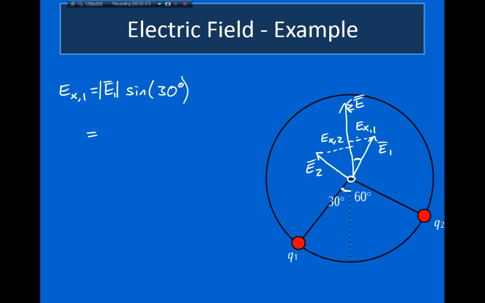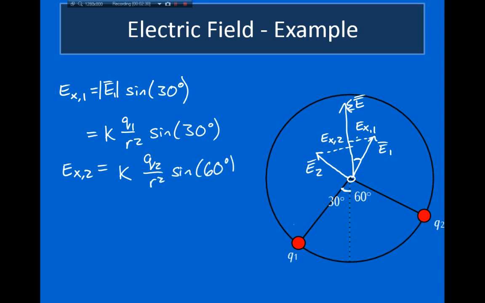And we know how to calculate the electric field that's created by a point charge. This is just kq1 divided by r squared times sine of 30 degrees. Similarly, Ex2, the x component of the electric field created by charge 2, is going to be kq2 over r squared times sine of 60 degrees.